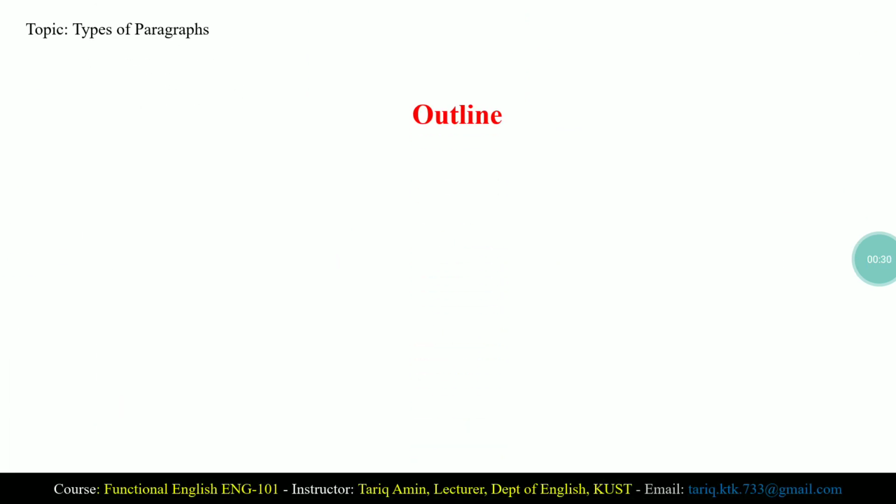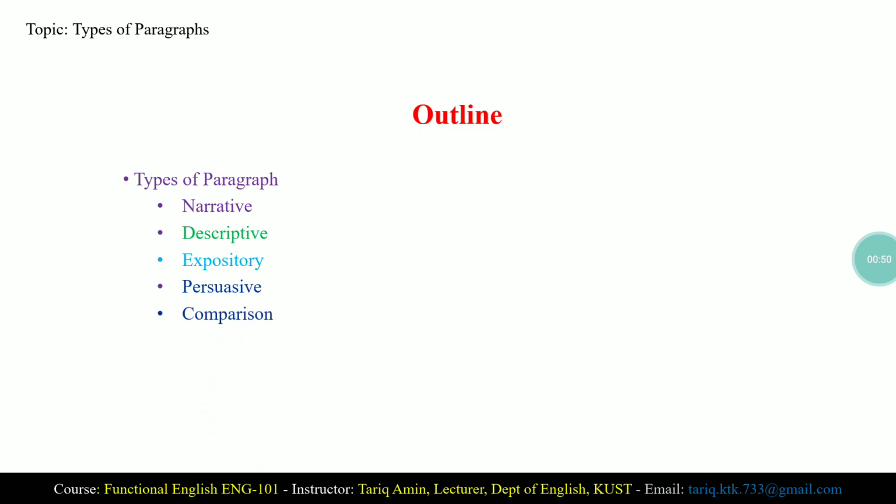Lecture outlines of today's class include types of paragraph. There are many types of paragraph, but we will discuss only 6 types. The first one would be narrative paragraph, the second one is descriptive paragraph, the third one is expository paragraph, the fourth one is persuasive paragraph, comparison paragraph, and the last one is process analysis paragraph.